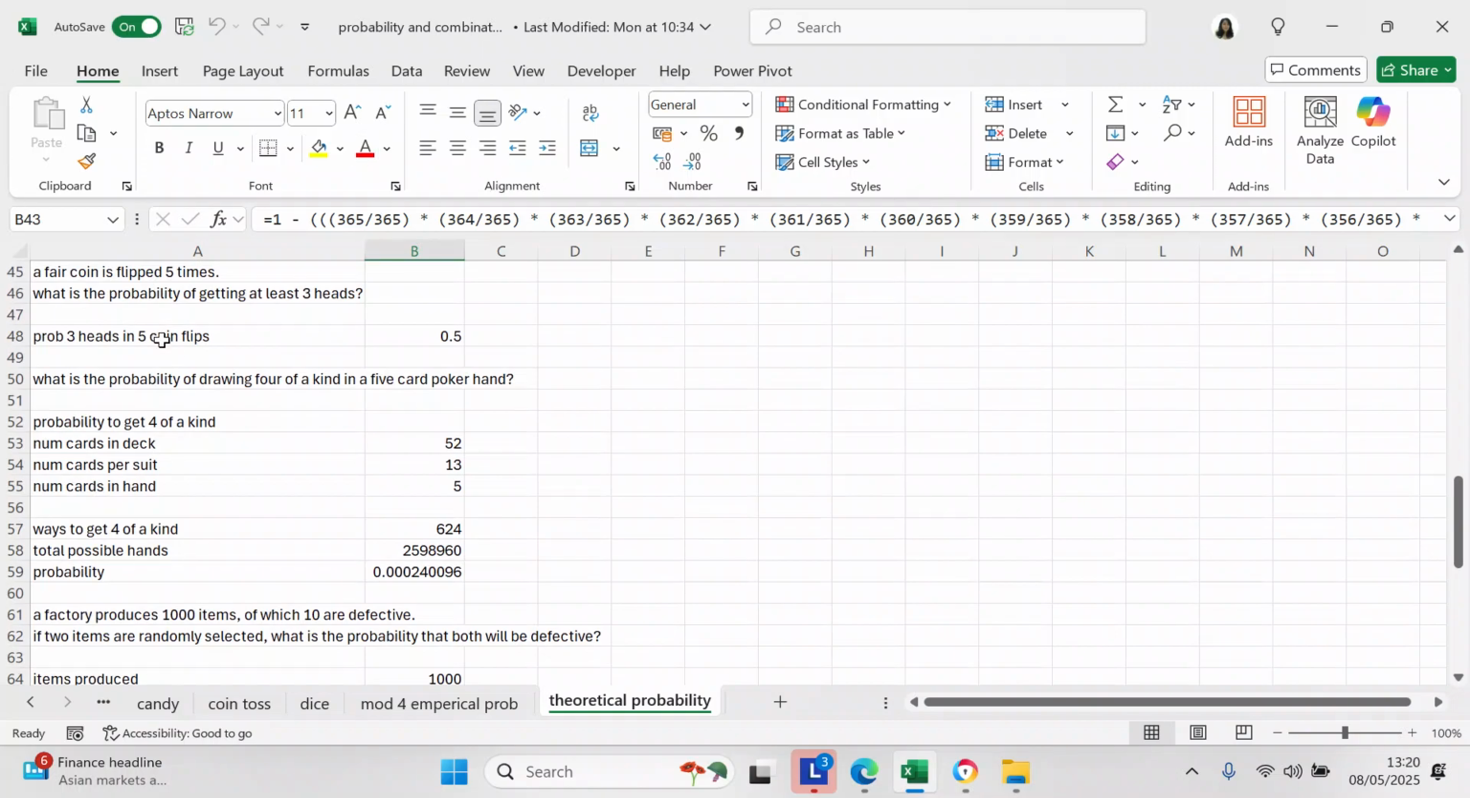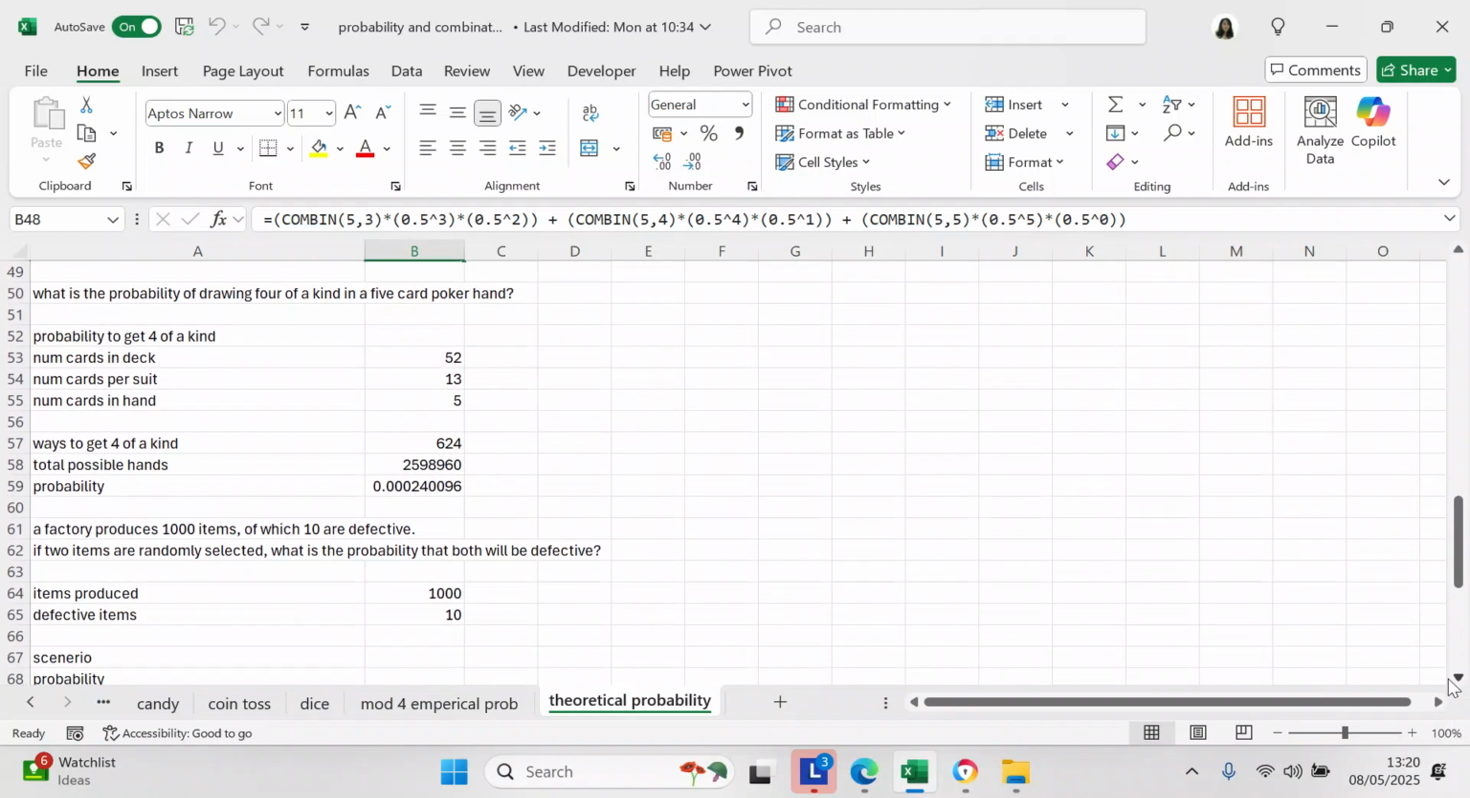So the probability of 3 heads in 5 coin flips, you're going to use the combine function. So it equals combine 5, 3 times 0.5 to the power of 3 times 0.5 to the power of 2, plus combine 5, 4 times 0.5 to the power of 4 times 0.5 to the power of 1, plus combine 5, 5 times 0.5 to the power of 5 times 0.5 to the power of 0. And then that gives you an outcome of 50%, using the combine function.